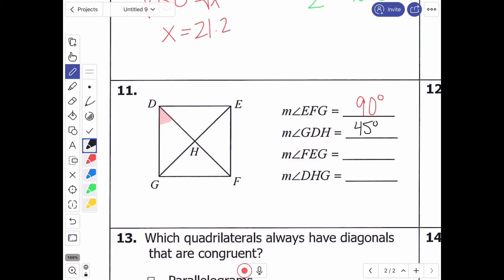Next, we have angle FEG. FEG, again, is one of those angles that's formed by bisecting the 90 degree angle, so it's also going to be 45 degrees. And then last, angle DHG. DHG is one of those right angles formed by the perpendicular diagonal lines, so DHG is also 90 degrees.